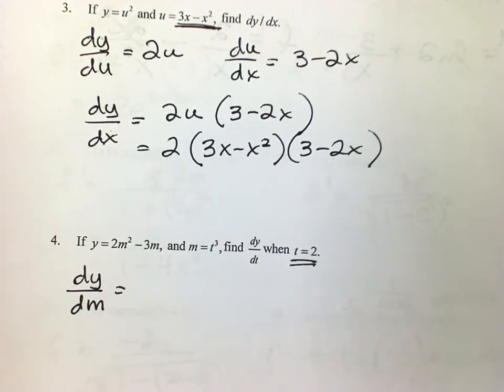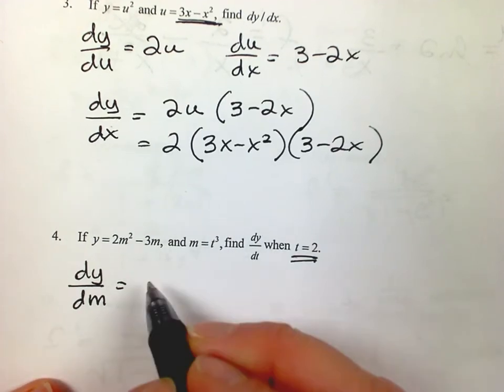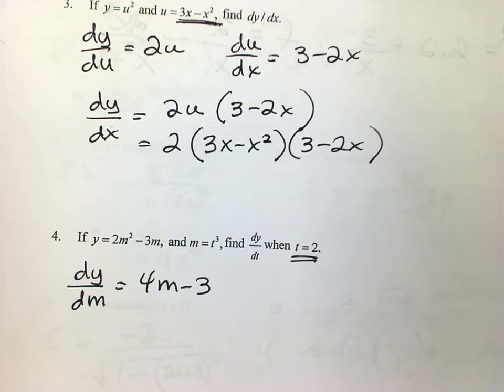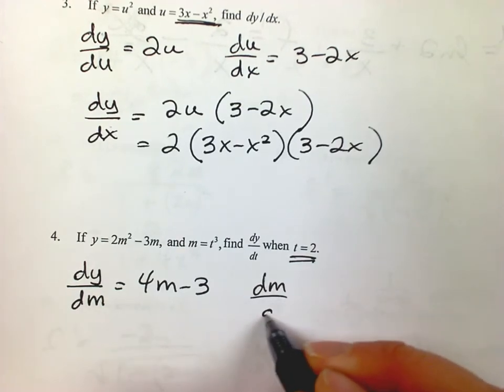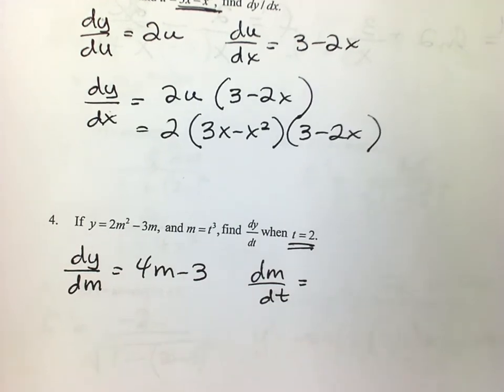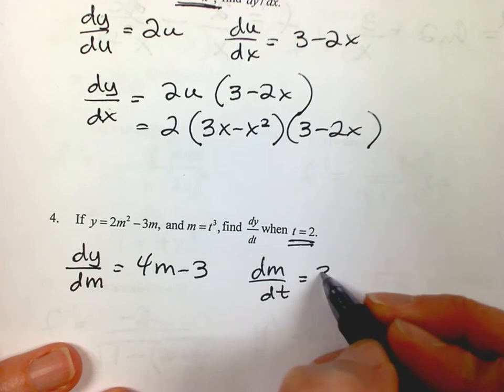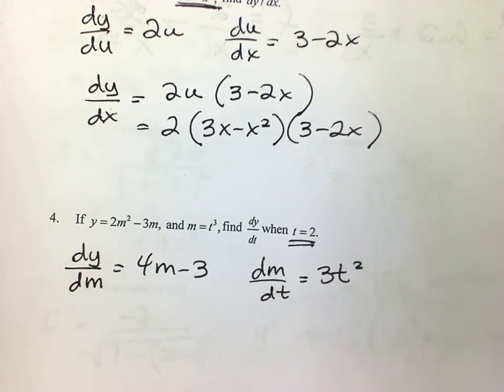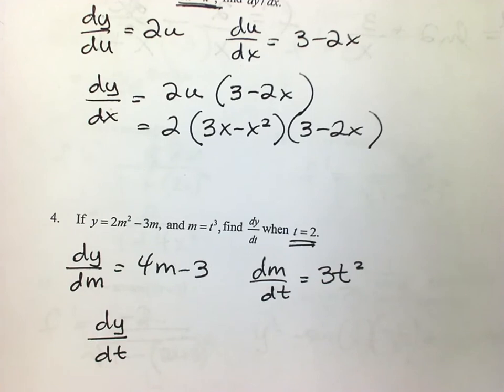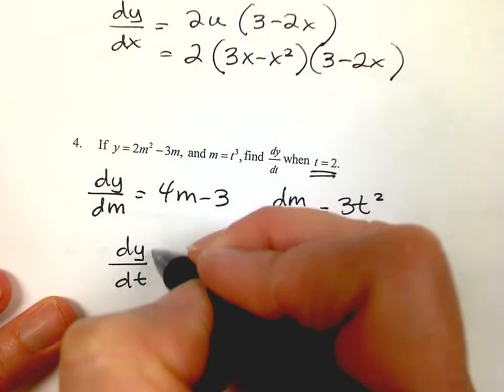So find a quick derivative there. So this is 4m minus 3. Then I'm going to find dm/dt. So the derivative of m with respect to t will just be 3t squared. And so if I am finding dy/dt, now get this notation. I'm finding dy/dt when.